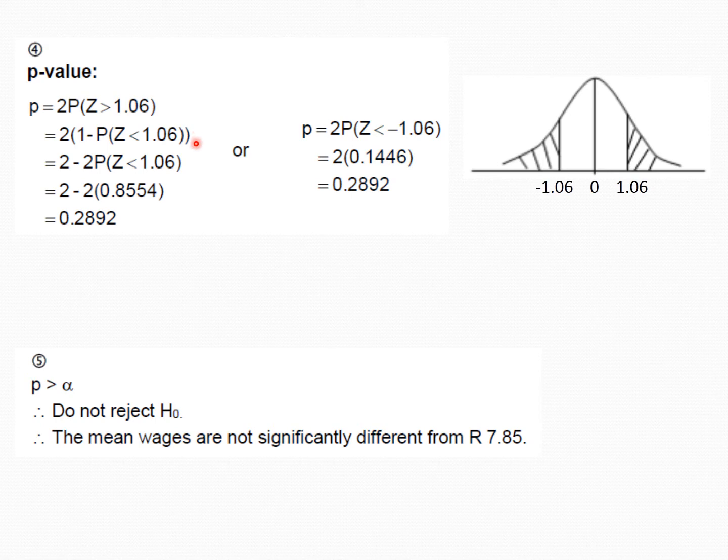So you can simplify that, and you look up your Z value then. So that will give you a p-value of 0.2892, or if you want to use the negative table, that will be your probability value. So your p-value will be the same. Then we compare that to alpha, and p will be greater than alpha, so we do not reject the null hypothesis. So our conclusion will be that the mean wages are not significantly different from 7.85, since the alternative will not be true and the null hypothesis will be true.